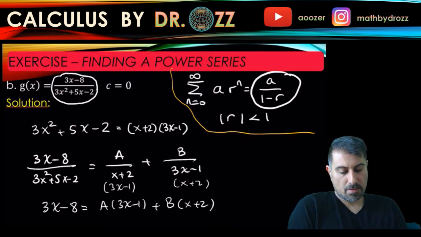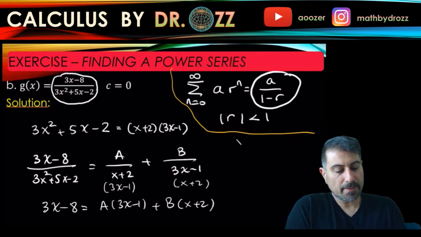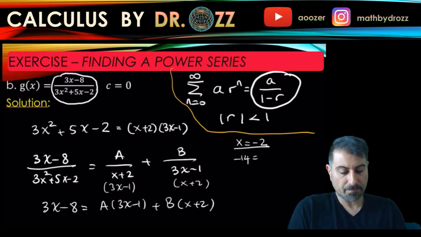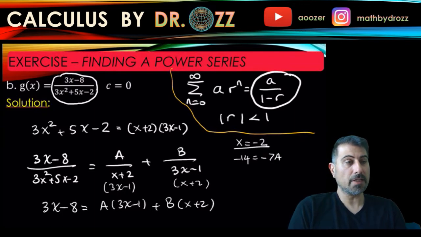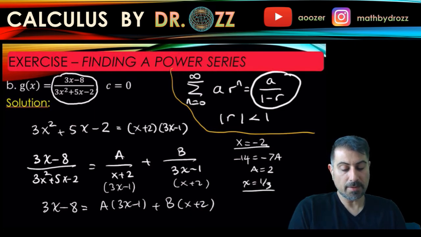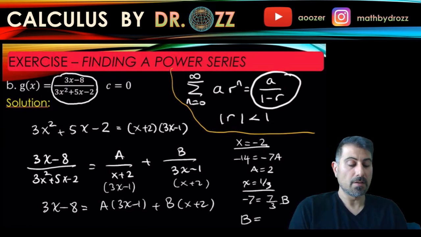All right, so we're going to take sample values here. How about x equals minus 2? If x equals minus 2, we get minus 6 minus 8 on the left, and the b term is gone. Minus 7a equals negative 14, so that implies that a equals 2. If x equals 1/3, the a term is going to be gone this time. So this will be negative 7 equals 7/3 b, so this implies that b equals 3.